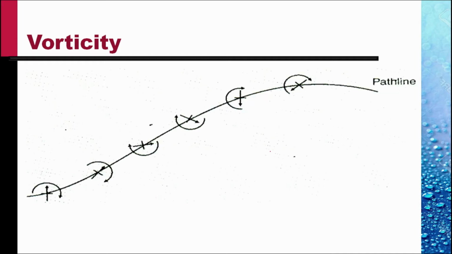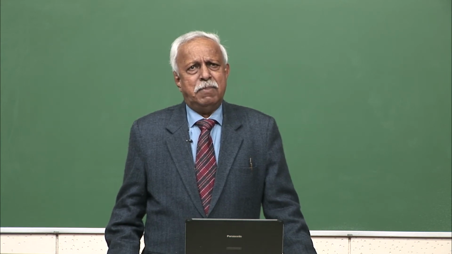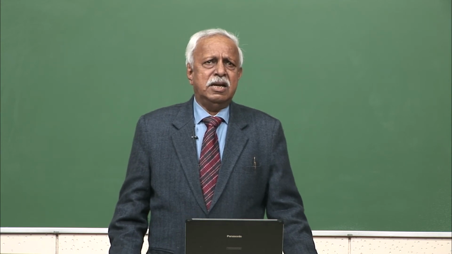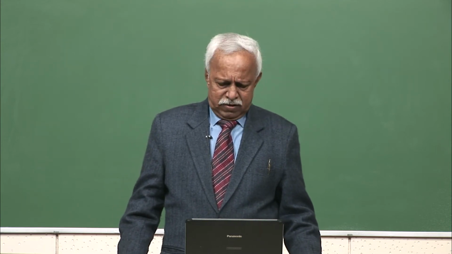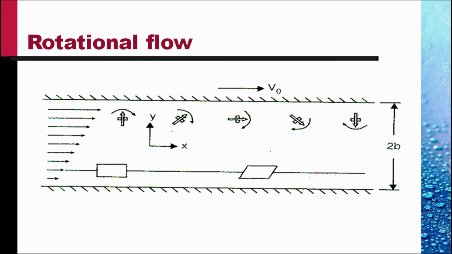If this is a path line on which a particle is moving, a rotational flow is one where, if we could imagine a paddle wheel moving along the path line, the paddle wheel would rotate. And that rotation is largely because of velocity gradients. A rotational flow does not need to have a curvilinear streamline.